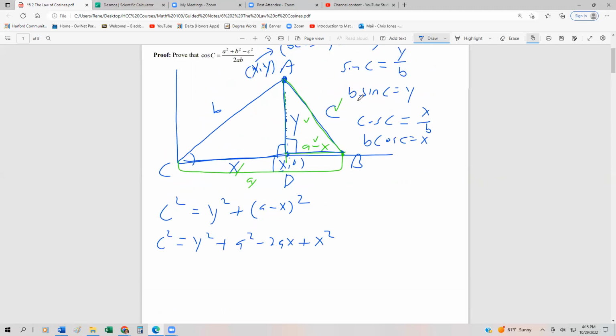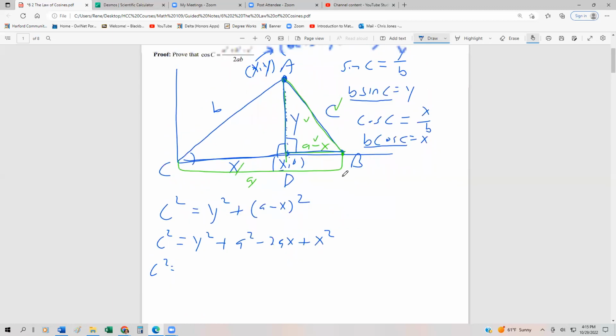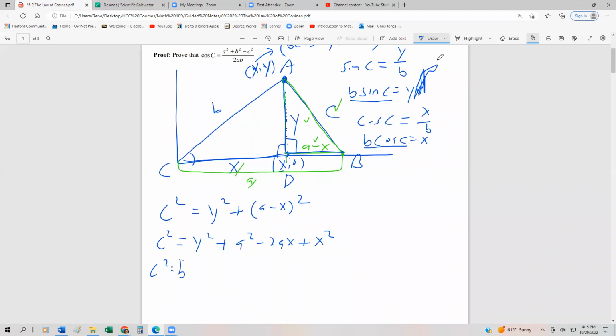But we just found x and y, so let's substitute x and y back into this expression. So c squared is going to be equal to, if we square y, b squared sine squared c. We still have the a squared. We have minus 2a times, we know that x is going to be b cos of c, right here, and then plus b squared cos squared c.